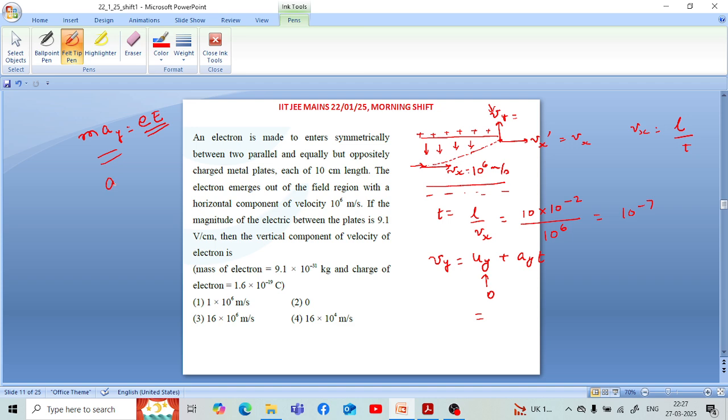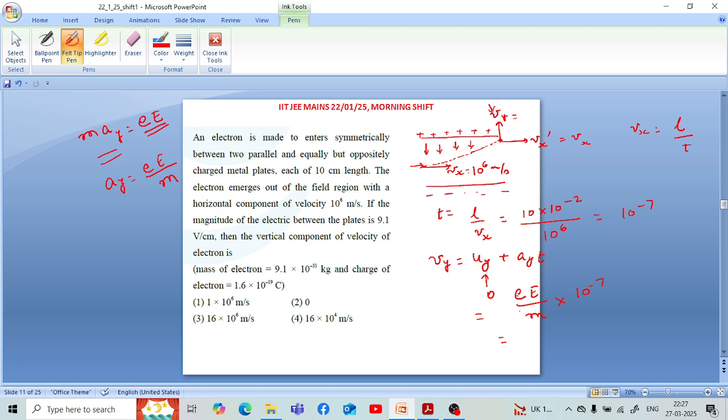So from here we can calculate Ay. So Ay is equal to small e multiplied by capital E divided by m. So now we can put this value here. So small e into capital E upon m, and time we have calculated as 10 to the power minus 7. Now we can put all the values.